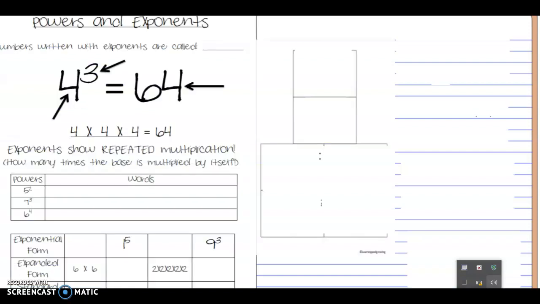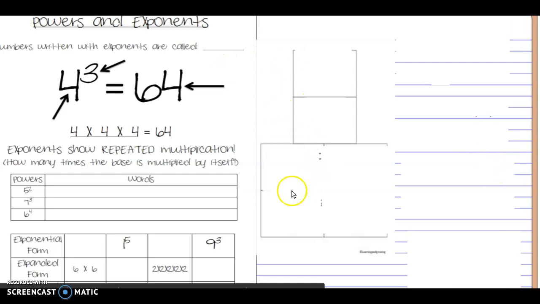You should have started with the next two pages that have a page on the left and a page on the right. And you need to glue down on the left side, powers and exponents, and on the right side, you need to glue down this blank graphic organizer that we're going to use for order of operations. Alrighty, so what we want to do is talk about powers of exponents.